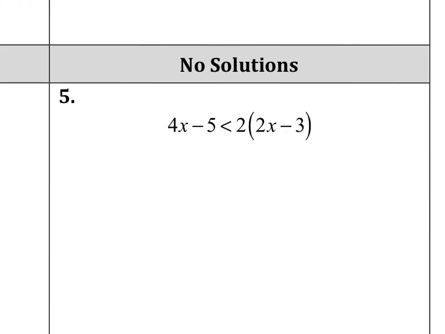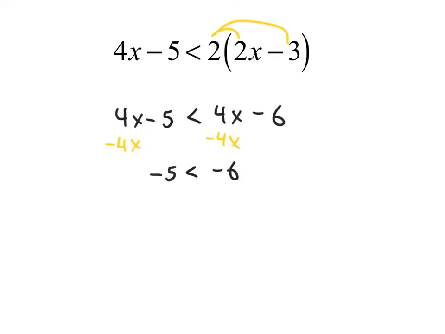So as we look over here, there will be a situation where we get no real solutions or no solutions at all. Nothing works. So as I distribute that 2 inside, I get 4x minus 6. When I subtract 4x from both sides, we end up with negative 5 is less than negative 6. Now, some of you can see quickly that this is a false statement. But if you kept going for whatever reason, I'll just take a second here to show what happens. If I add 5 to both sides, I now have 0 less than negative 1.